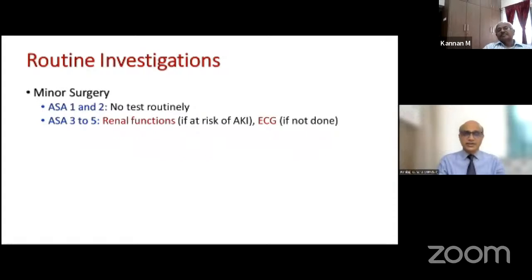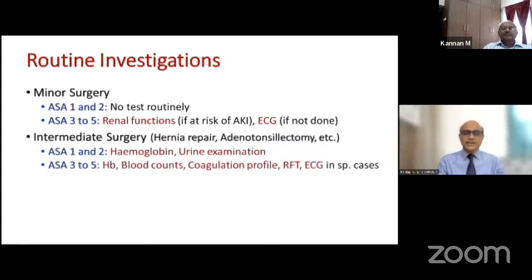However, if he is ASA 3 and 5, then if there is a risk of AKI or acute kidney injury, you would like to do renal functions and ECG if it is not done. Similarly, for intermediate surgeries like hernia repair and adenotonsillectomies, in ASA 1 and 2 patients, you may just go ahead to do hemoglobin and routine urine examination. But if it is ASA 3 and 5, it's better that we do hemoglobin, complete blood counts, coagulation profile, renal function tests, ECG in special cases.